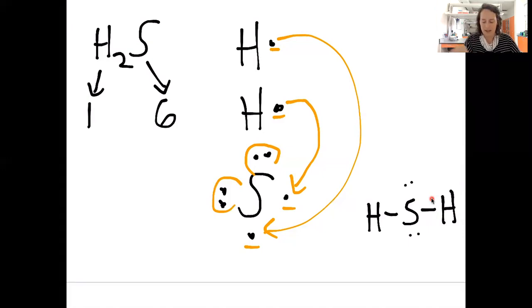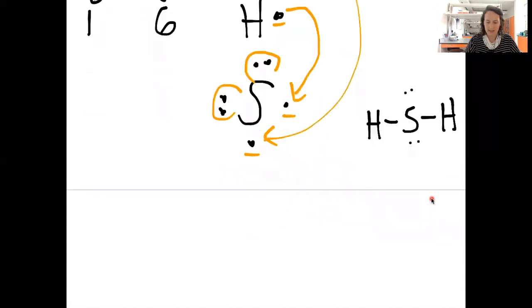Okay. Last one is let's draw the Lewis structure for dichlorodifluoromethane, which is CCl2F2. Sorry, I was like, wait, didn't I say di? CCl2F2.